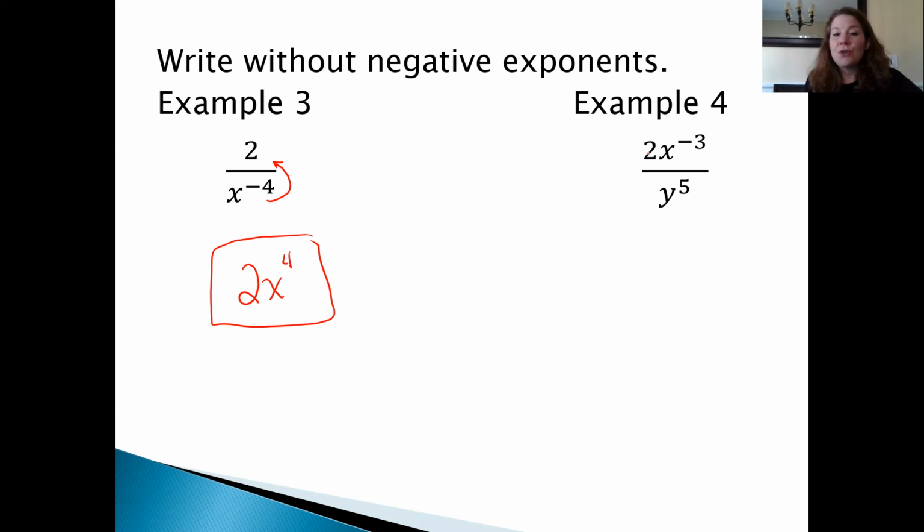Now look at the 2. The 2 does not have a negative exponent. The 2 is basically to the first power, and that's positive. So my 2 does not move. Only my x moves down.